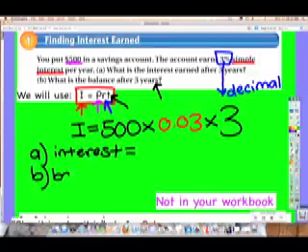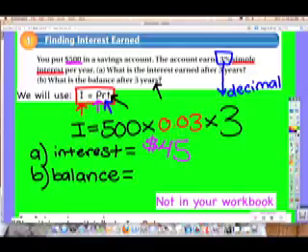Okay, keep working on it. Matt, what did you get? I got $45. It's not bad, right? Just for leaving our money in the bank. Do you agree with me? Not too bad. $45. All right, that's going to be question B.